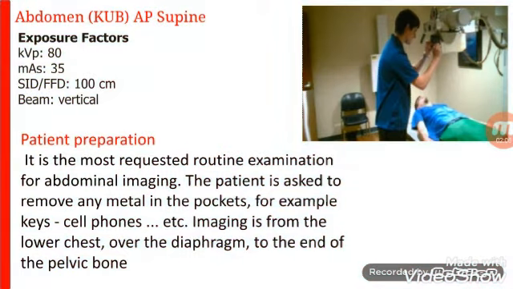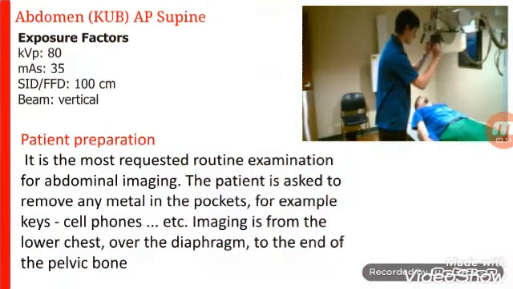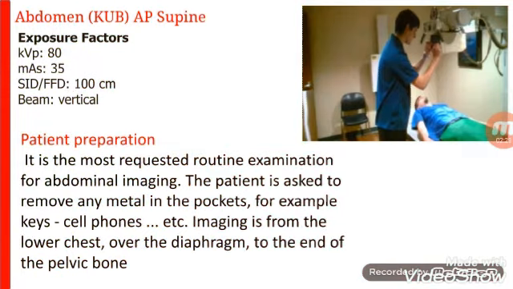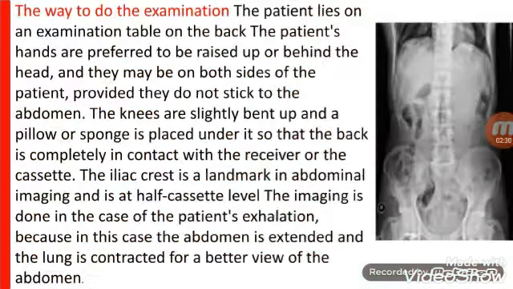Patient preparation. It is the most regular routine examination for abdomen imaging. The patient is asked to remove any metal in the pockets, for example, keys. Imaging is from the lower chest over the diaphragm to the end of the pelvis bone.